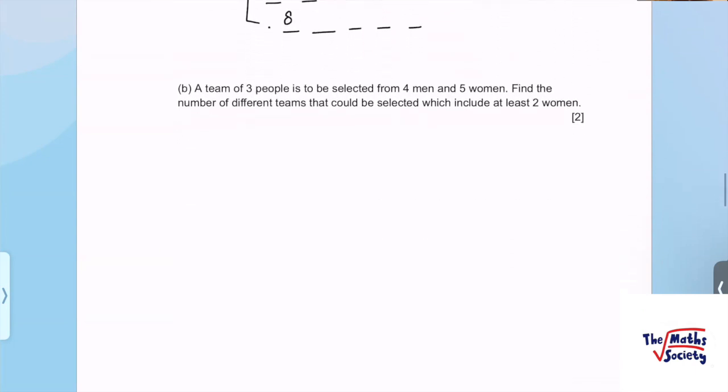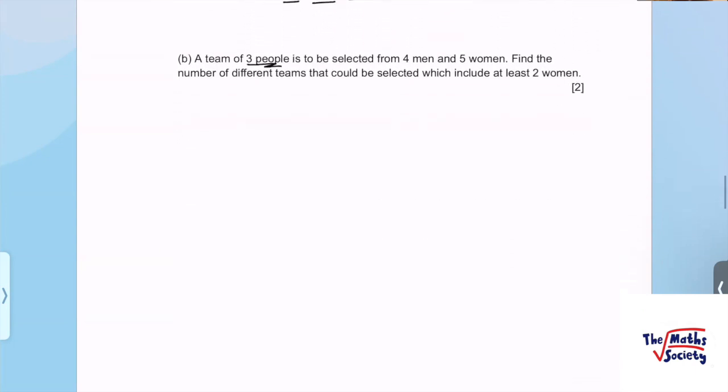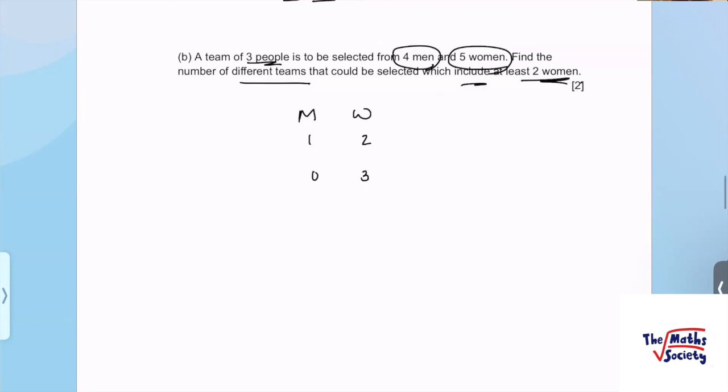And moving on to B. A team of 3 people is to be selected from 4 men and 5 women. Find the number of different teams that could be selected which include at least 2 women. So women has to be at least 2. If you choose 2 women, so 3 people, right? Then men, you can choose 1. And because it says at least 2 women, if you choose 3 women, then there's going to be 0 men. Okay? So now we can add all of these up.